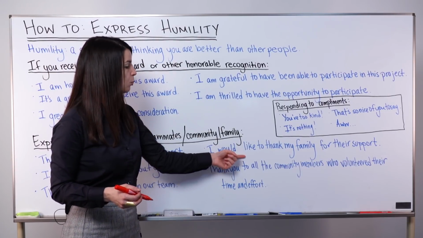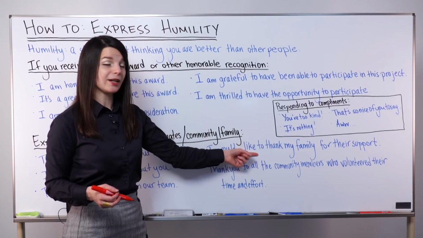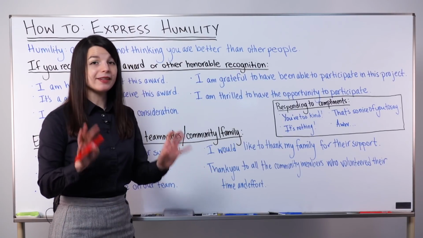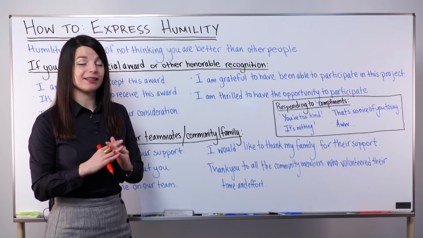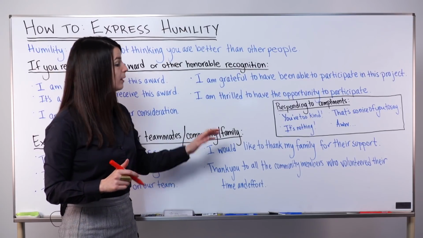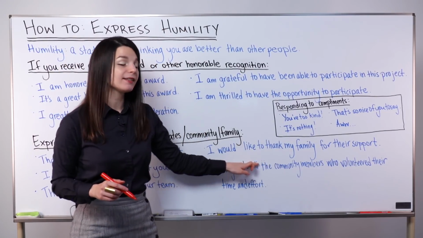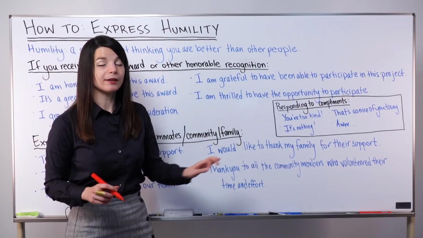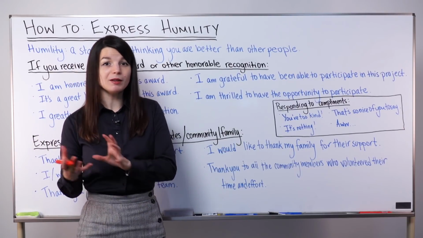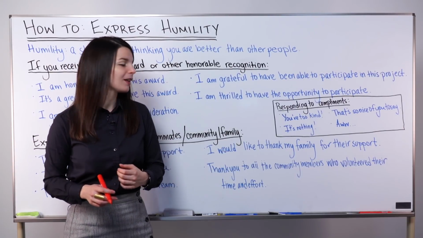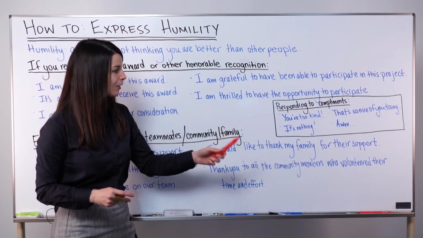I have here, I would like. This is one situation where it's natural not to reduce to I'd like to thank. I would like to thank my family. This sounds more formal, and in this situation, accepting an award, it sounds more natural to be more formal, so it's okay here. I would like to thank my family for their support.